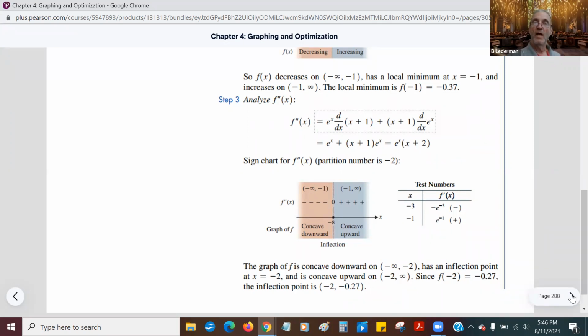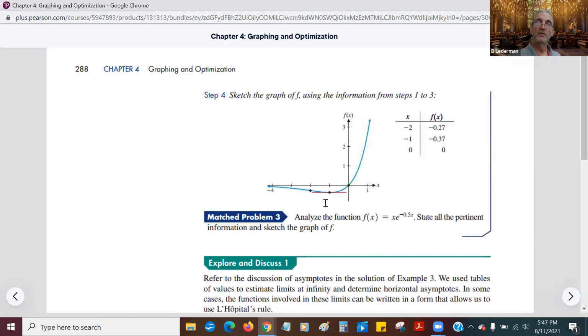All right, now finally we're going to put all this together, and this is what we get. So here's our min right there. It's concave up here. Now notice here it's concave down. It's very subtle to see, but it's actually concave down, even though it's asymptotic to the x-axis. So that's kind of cool. It's kind of interesting the way that works out.